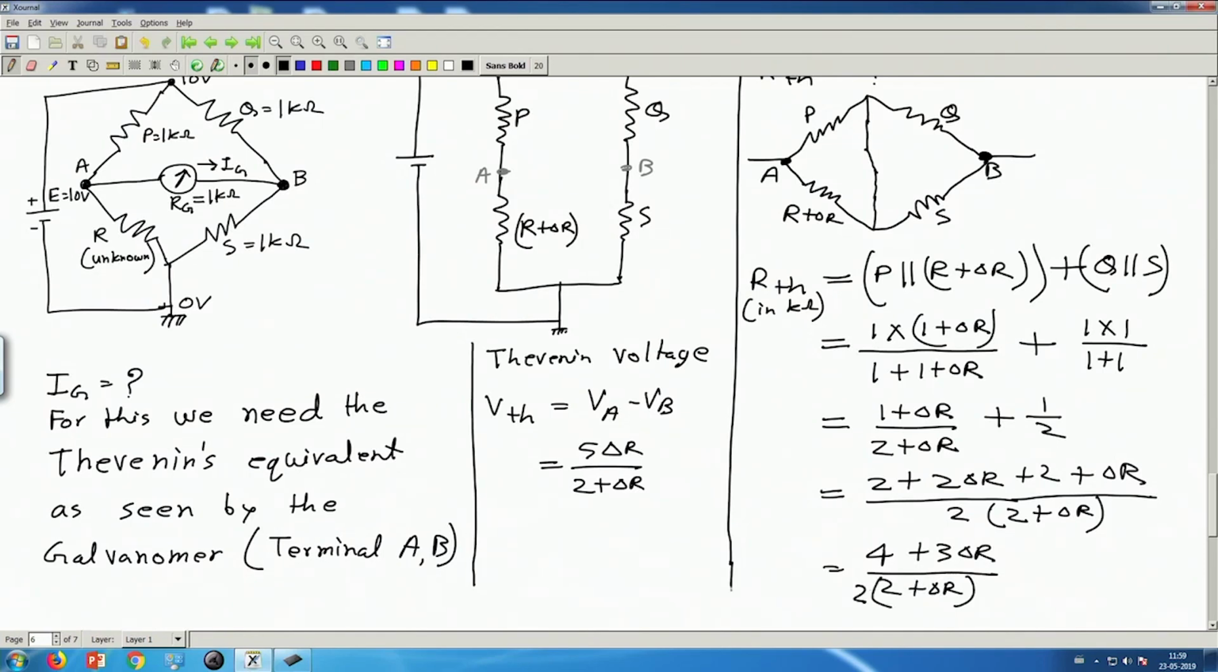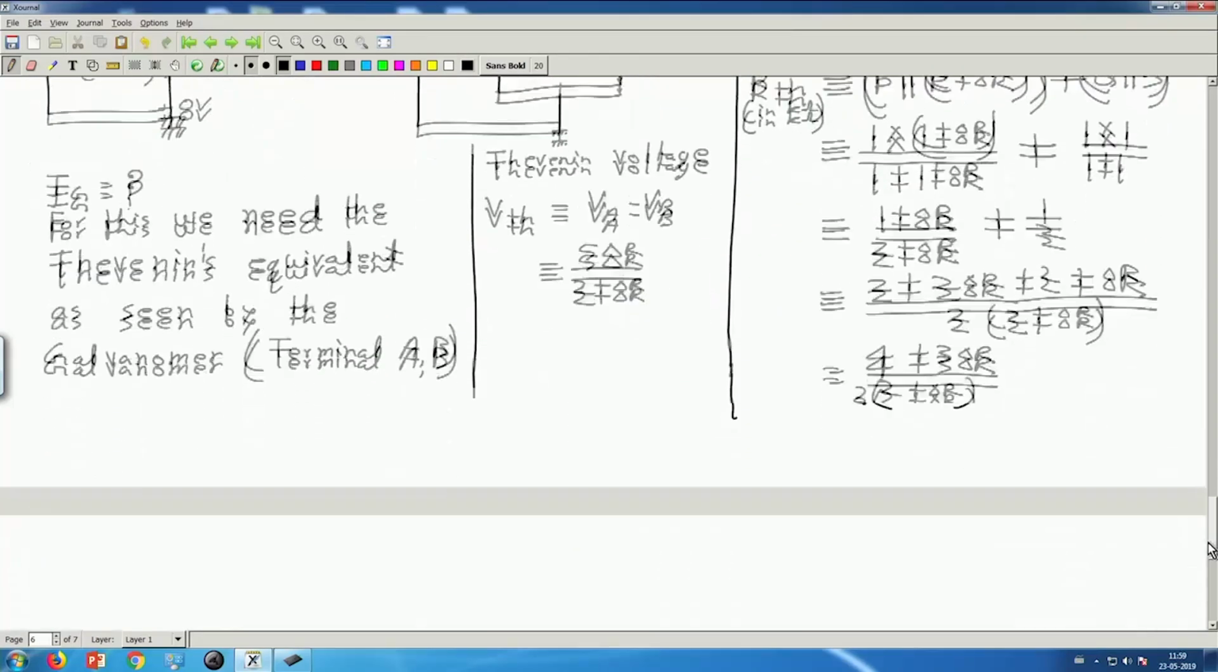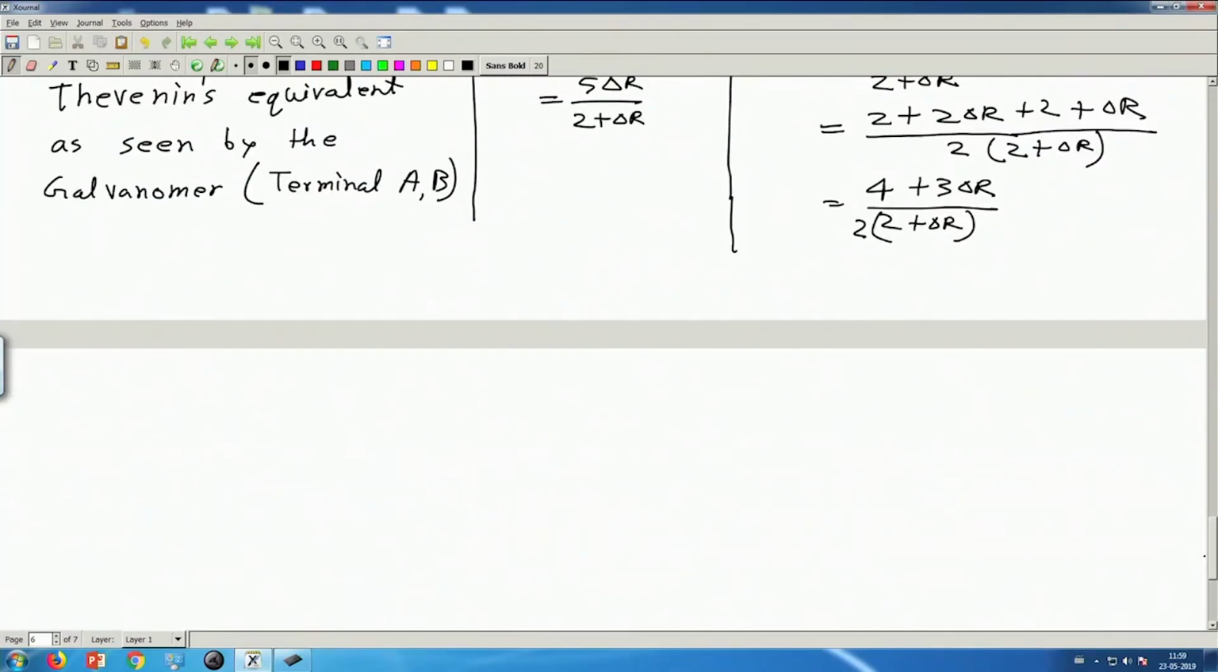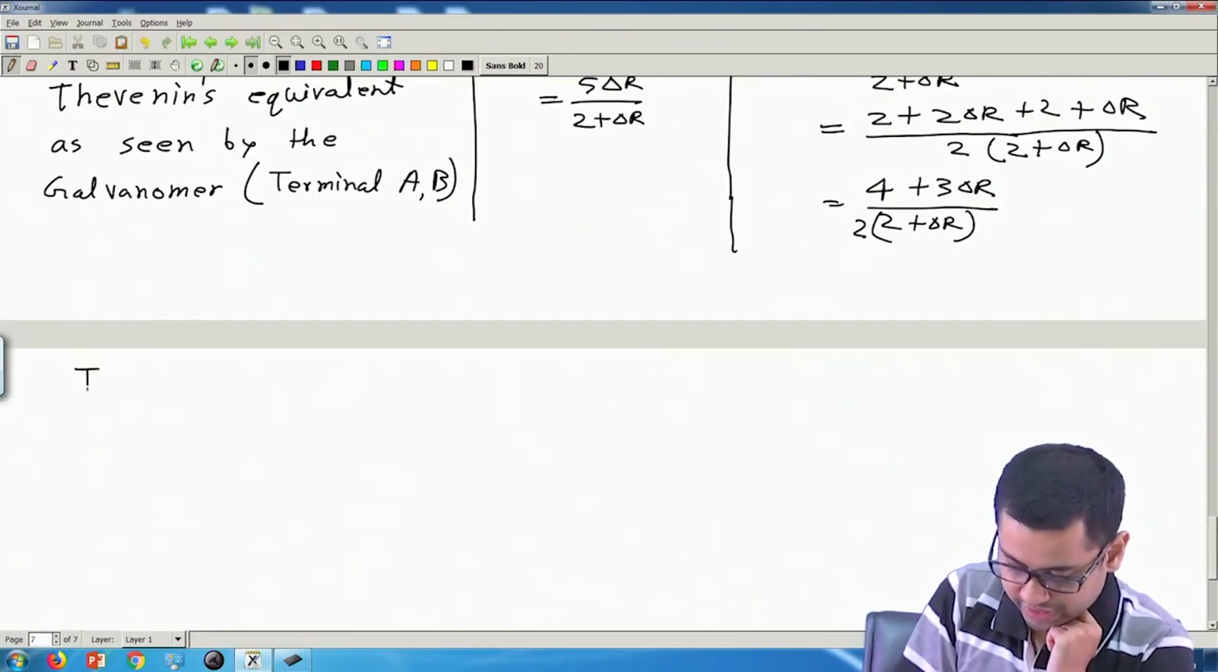This is Thevenin resistance. Now what will be the value of Ig?